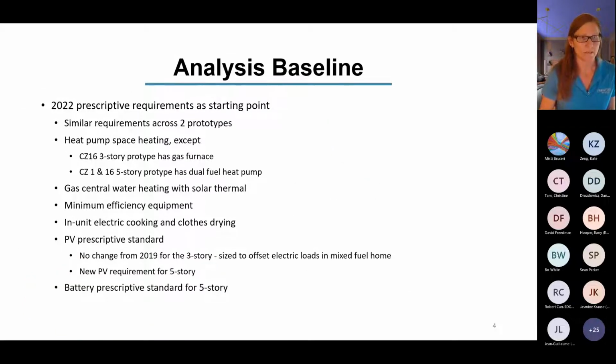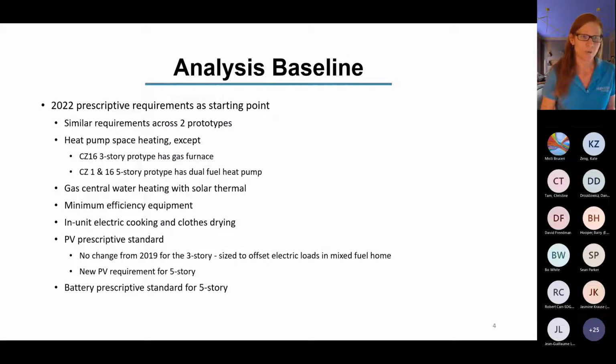The 2022 Title 24 code is our starting point. There's similar base case requirements across the 2 prototypes, but there are some nuanced differences. Heat pumps for space heating are now a prescriptive baseline in almost all cases. The 2 exceptions are climate zones 16 and 1. And this is one area where there is some differentiation between what has traditionally been termed low rise, 3 stories and below, and high rise, 4 stories and above.